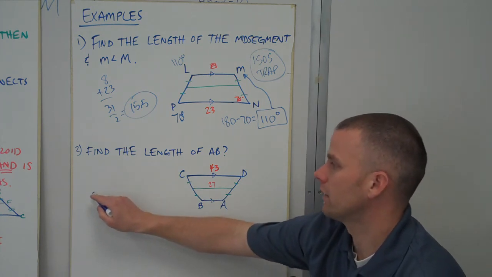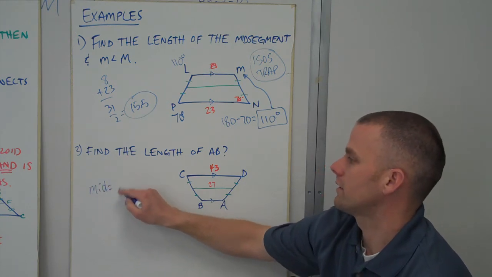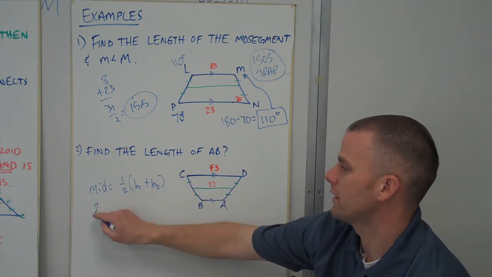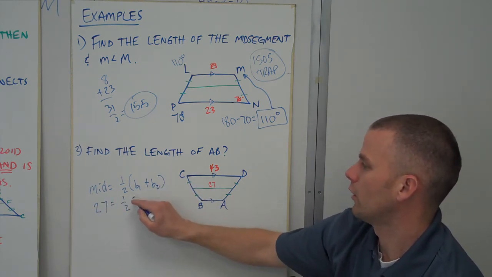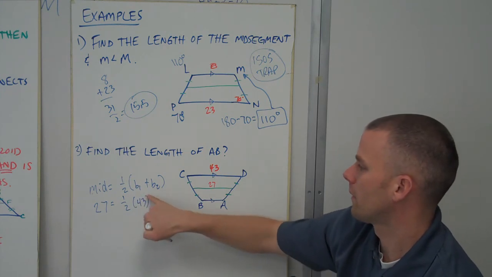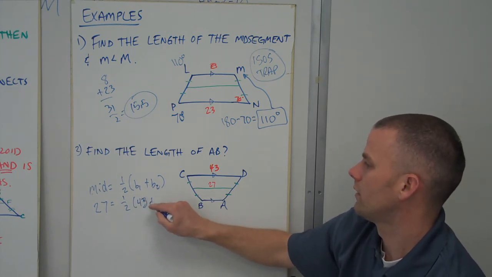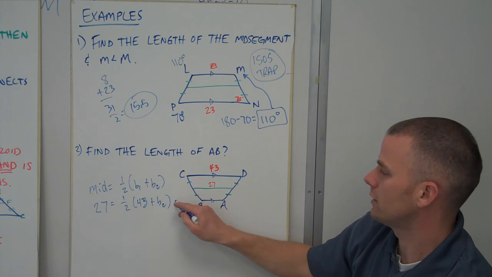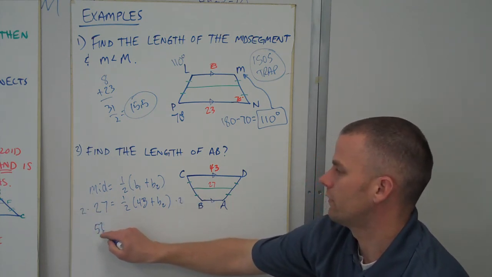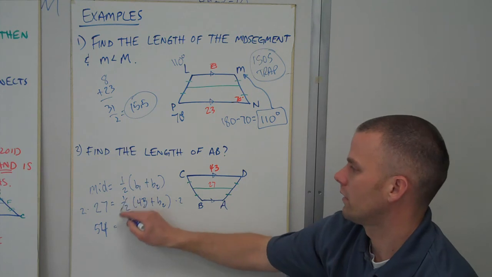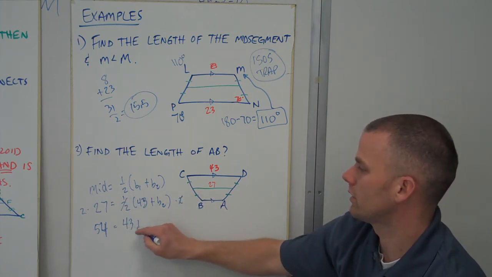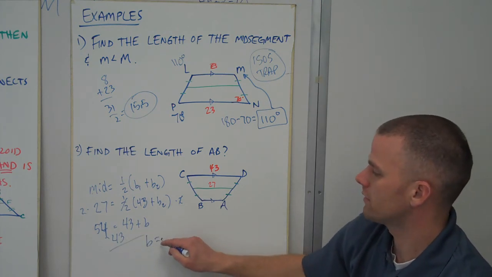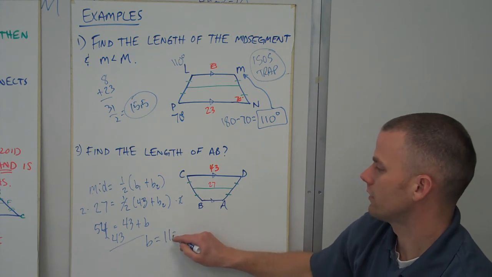We know that the midsegment has to equal 1/2 base 1 plus base 2. Well, if I know that my midsegment is 27, and I know that one of my bases is 43, it's just a matter of working backwards to find the other base. So if I multiply both sides by 2, that's 54. The half and the 2 cancel out, so now 43 plus the base. Subtract 43 from each side. I know that the base is 11, so that's segment AB.